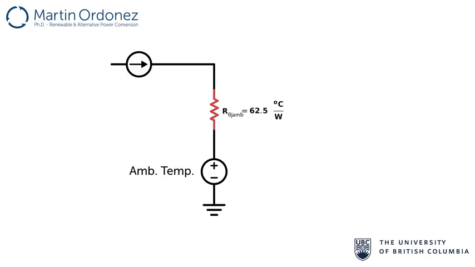Considering the ambient temperature of 25 degrees Celsius and 6 watts as the heat source, the temperature of the junction can be calculated by multiplying the thermal resistance by 6 watts, which is the heat source, plus the ambient temperature. The resulting temperature is around 400 degrees Celsius, which is a very high temperature for this kind of application. For this reason, we have to select a proper heatsink to allow for adequate temperatures of operation.